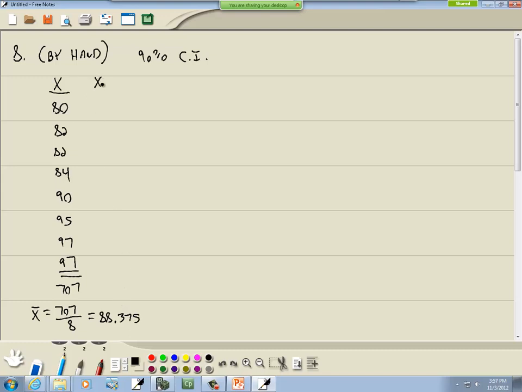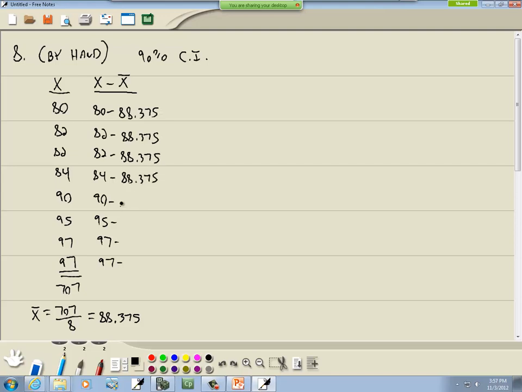Now we want to come up with another column, x minus x bar. So we'll take 80 minus, 82 minus, 82 minus, 84 minus, 90 minus, 95 minus, 97 minus, 97 minus, and our mean is 88.375. So I'll go ahead and put that in everywhere. I'm just going to type all these in my calculator so I don't screw any of them up. I don't want to make a basic math error and have an error sitting on my video. I get enough of those errors.